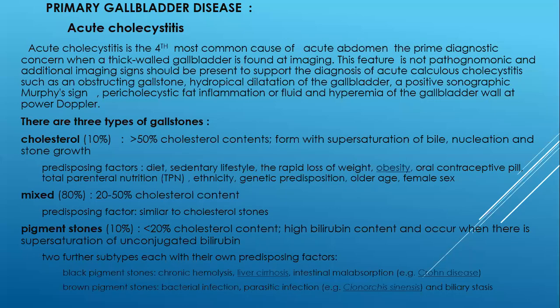Primary gallbladder disease: acute cholecystitis is considered the fourth most common cause of acute abdomen. The prime diagnostic concern is a thickened gallbladder wall above 3 millimeters at imaging. This feature is not pathognomonic, and additional imaging signs should be present to support the diagnosis of acute calculous cholecystitis, such as an obstructing gallstone, hydropic dilatation of the gallbladder, a positive sonographic Murphy sign, and pericholecystic fat inflammation or fluid.